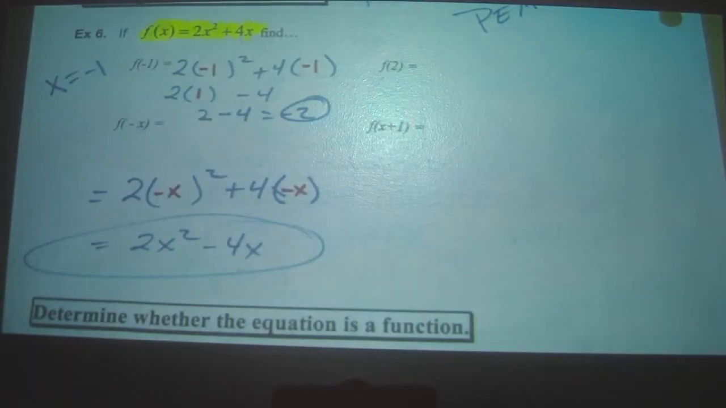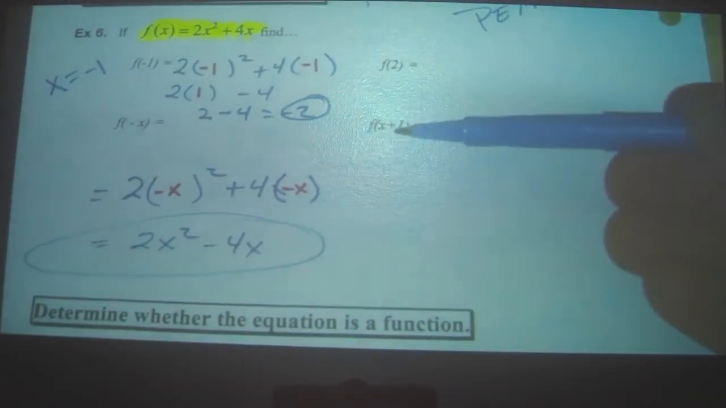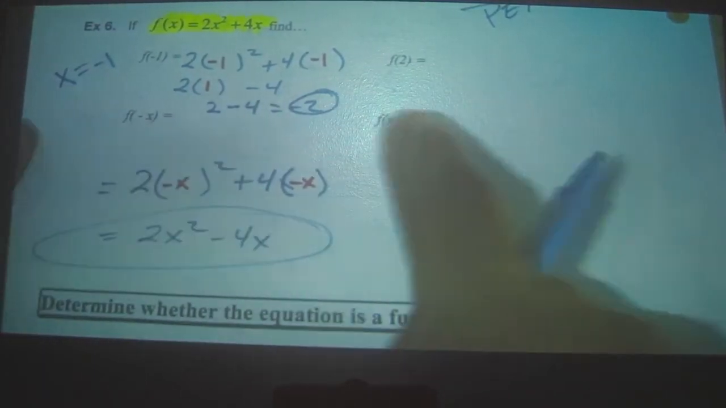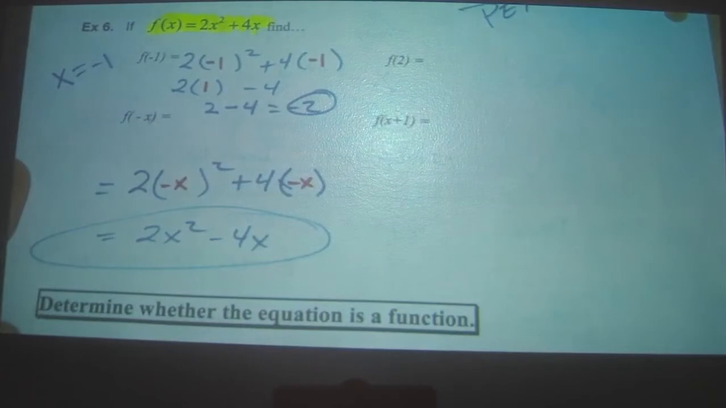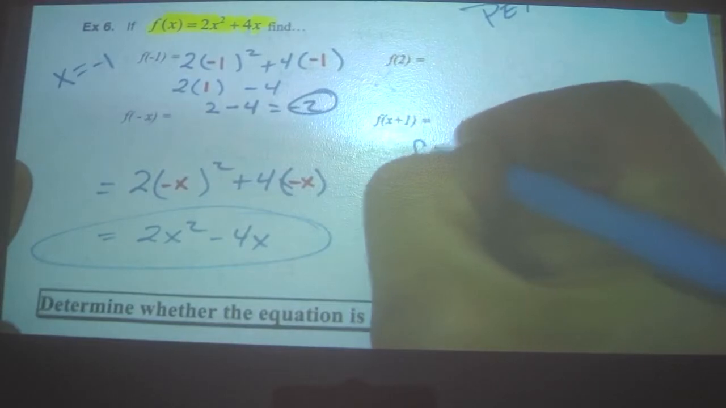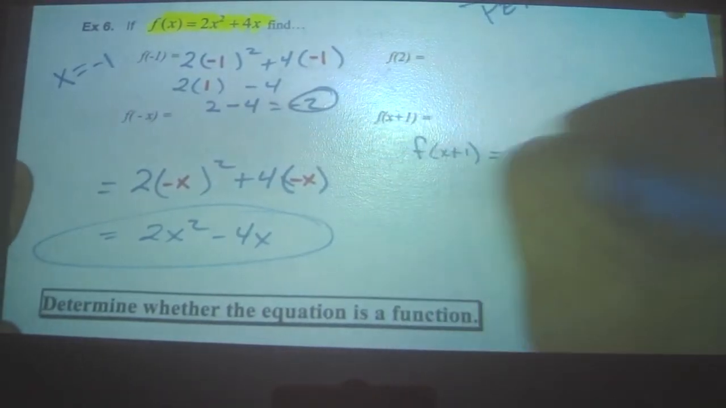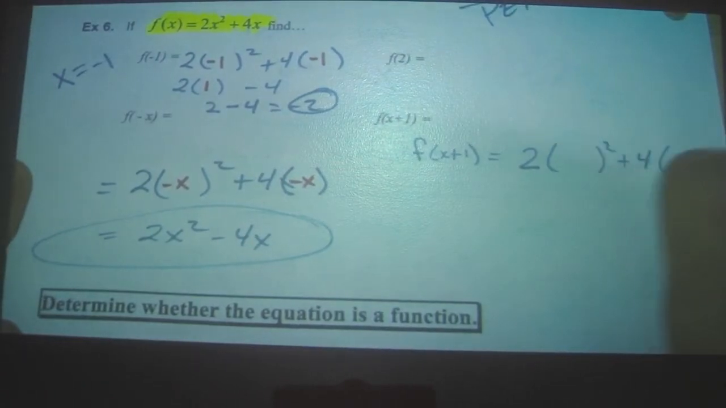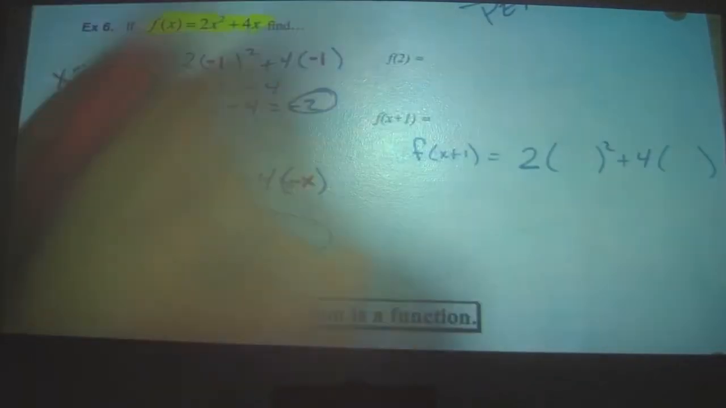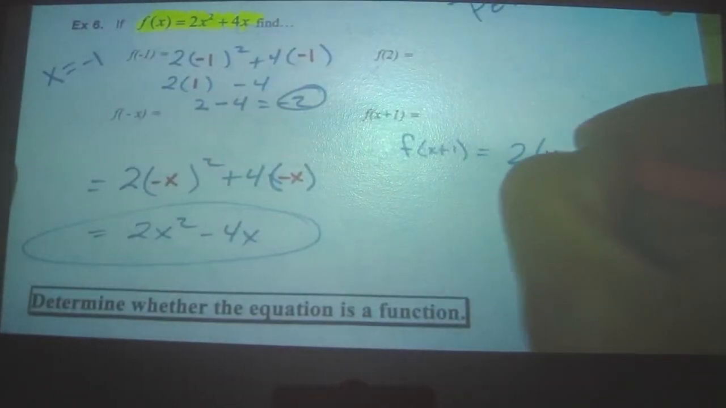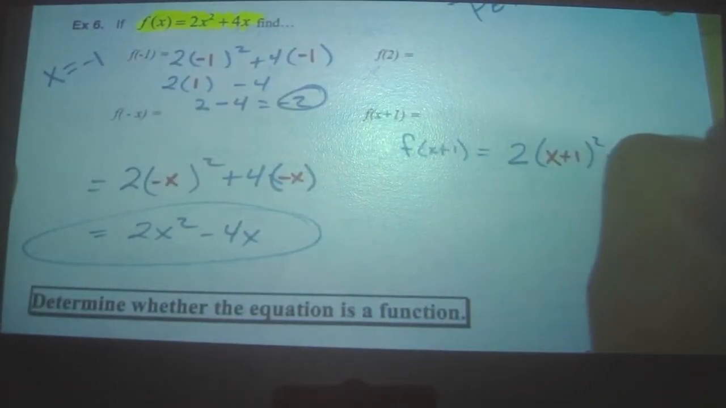I do want to hit on this one because this is as hard as I would make it on a quiz or test. It is f of x plus 1. So again, I use my function up here, 2x squared plus 4x. I put parentheses where the x would be, and then in the parentheses, I'm going to do x plus 1. X plus 1.